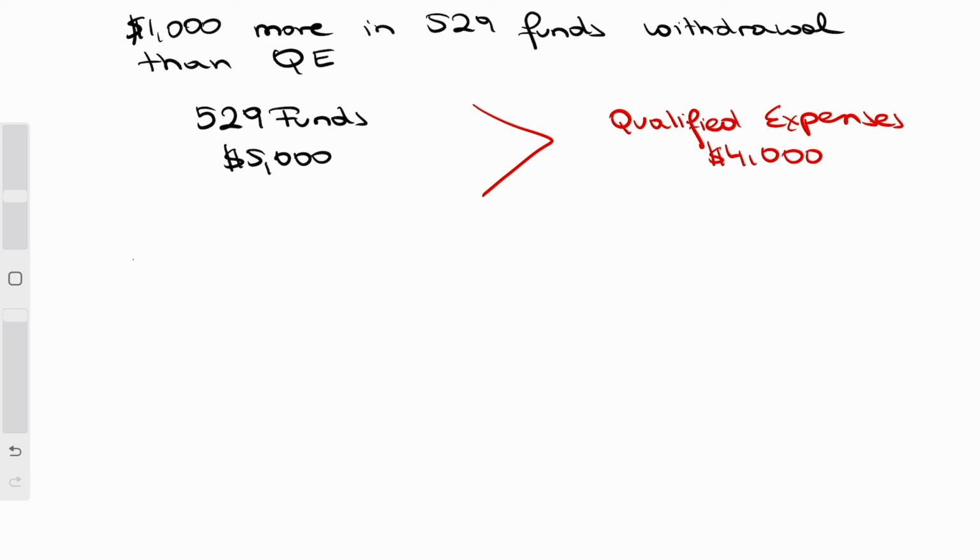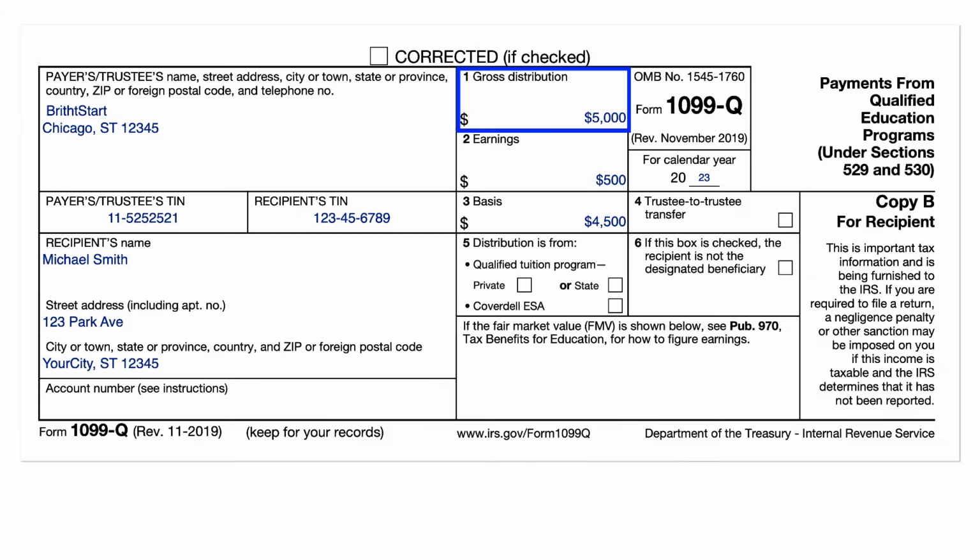In order to do that, you have to look at your tax form 1099-Q. Box 1 reports gross distribution, and in our example, that was $5,000. Box 2 reports how much of the total taken out was earnings. Box 3 reports how much you contributed to the plan, and that amount is never taxable. That is return of principal. The amount in box 2 is what is taxable if the 529 funds were not used for education expenses.